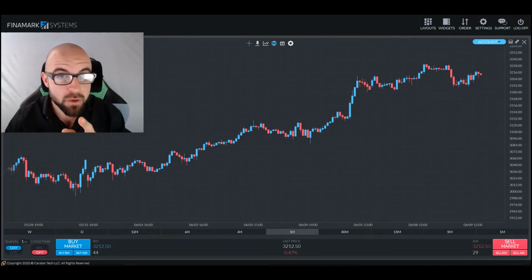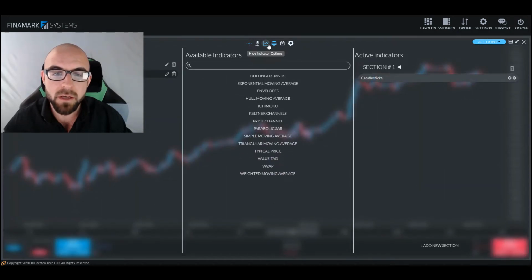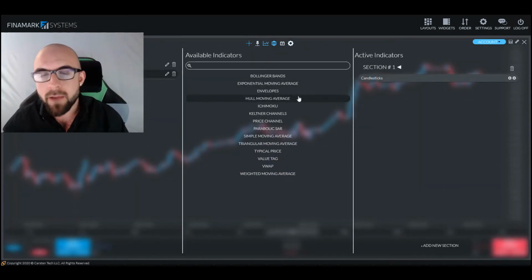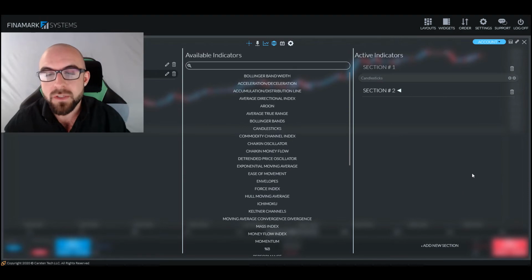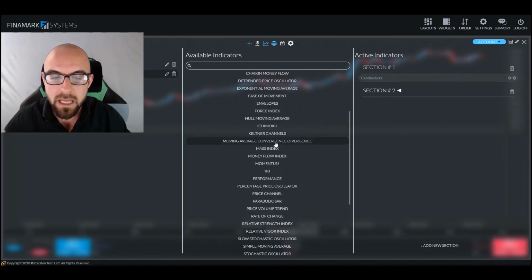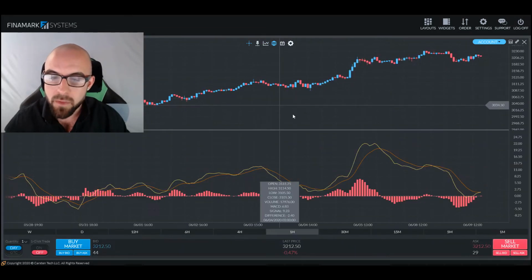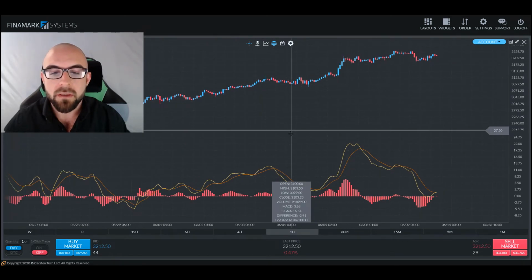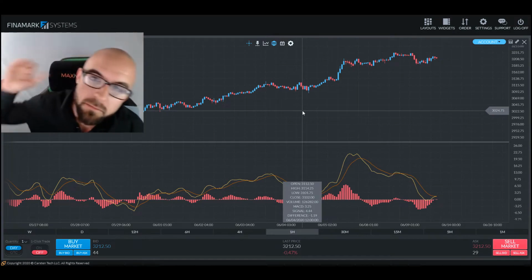But the first thing we need to do is apply the darn thing to our chart. So let's show you how you can do that with the Finamark platform. We're going to do it by clicking this top center button, the Show Indicators option, as always. But we have to do something a little bit different here than what we're used to with our moving averages. We need to go down to the bottom right and click Add New Section, where we're then going to come over here to the middle column, which has more choices now. And we're going to click on the Moving Average Convergence Divergence. And after that, we are good to go. We've got ourselves the MACD down on the bottom screen. So without further ado, let's jump on into it, folks.